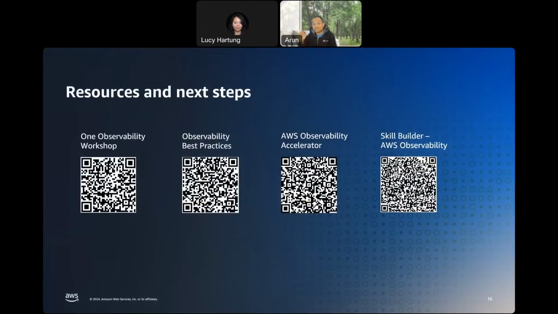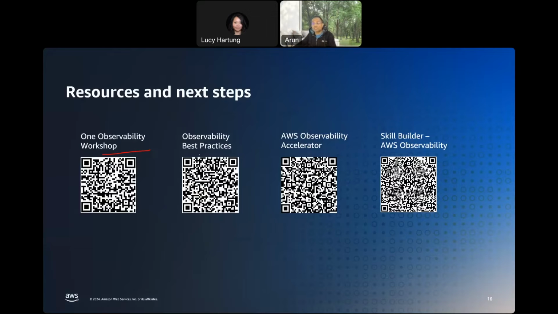In order for you to dive deep and learn and then make sure that your organization is successful, we have some resources for you. And let's check out what they are. The first one is called One Observability Workshop. This is aimed at providing a hands-on experience for you on the wide variety of AWS observability toolsets. It is a free of cost observability workshop that AWS hosts for you. Please contact your AWS account team and they should be able to set that up for you.